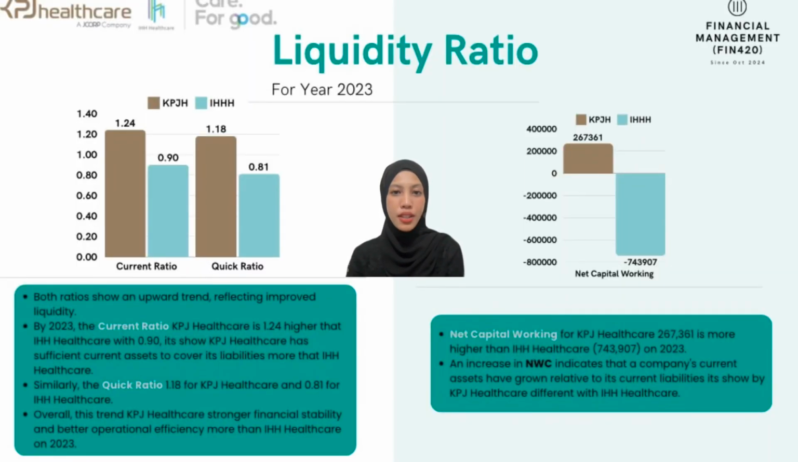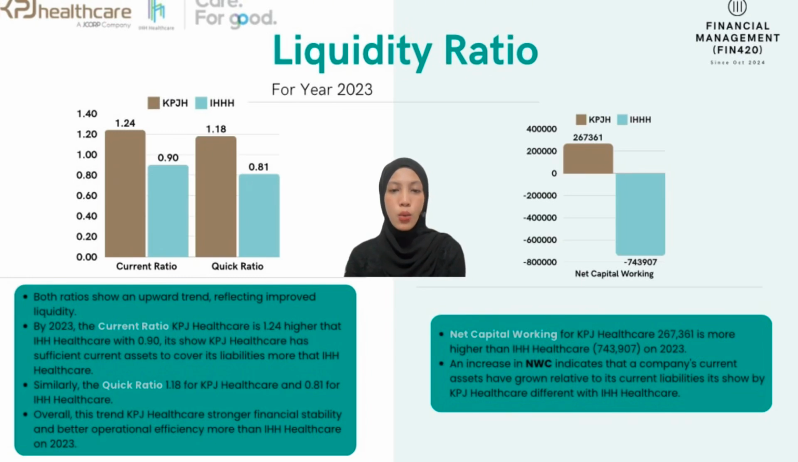KPJ clearly demonstrates a stronger liquidity position. The current ratio for KPJ stands at 1.24 compared to IHH's 0.90, indicating that KPJ is better equipped to cover its liabilities with its current assets. Similarly, the quick ratio for KPJ is 1.18 while IHH is 0.81, further highlighting KPJ's superior financial stability.